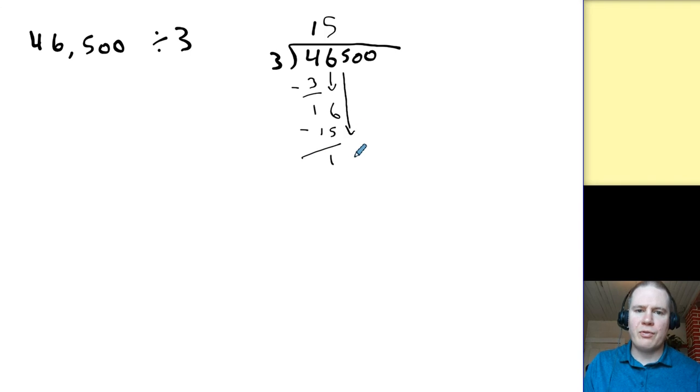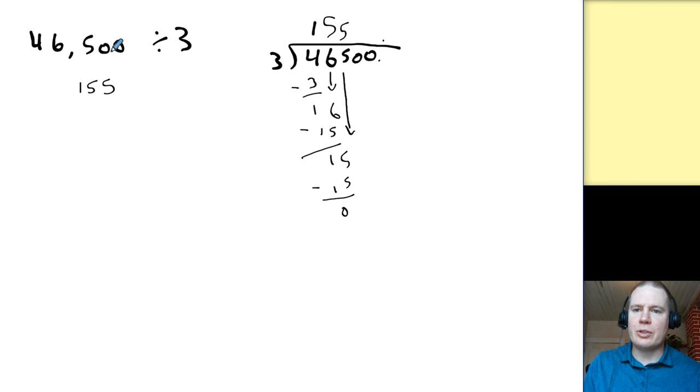Bring down this 5. 3 times 5 is 15. And I'm done. 155. But again, the decimal place is way over here. So I need to bring these zeros back up here, right? 465 divided by 3, if I ignore this. 465 divided by 3 is 155.